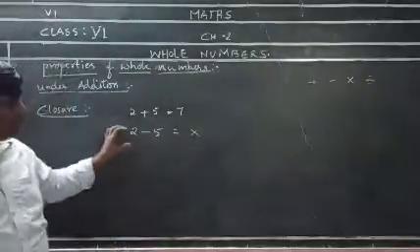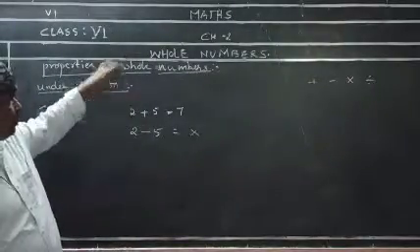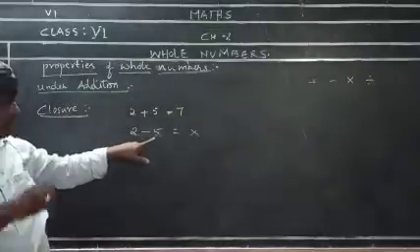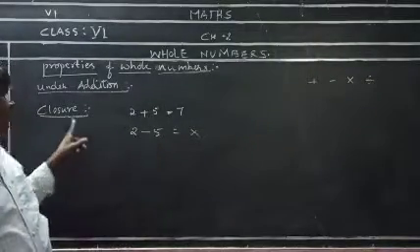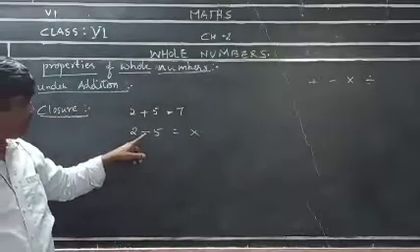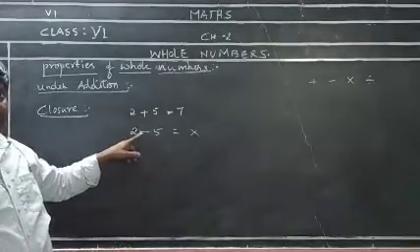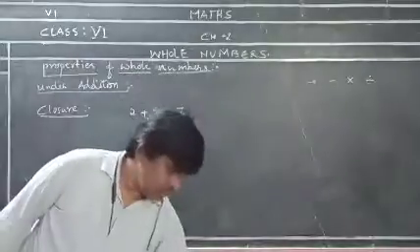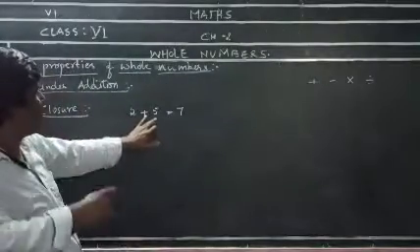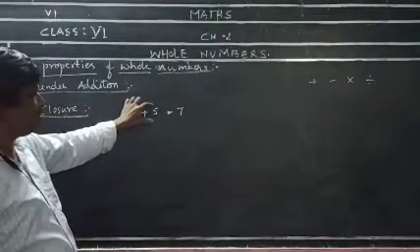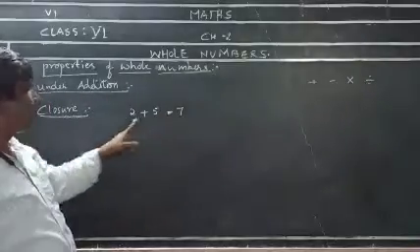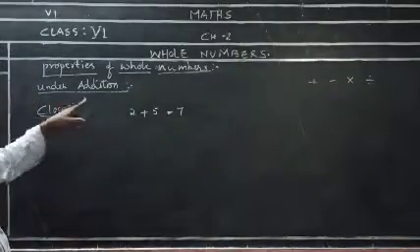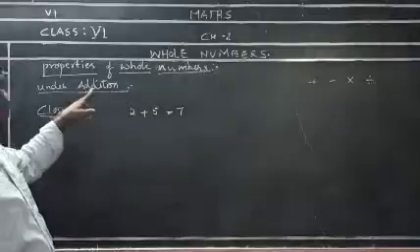It means whole numbers are not satisfying the closure property under subtraction. Under what operation? Subtraction operation. Clear? So that is the meaning of the closure property. Closure property means 2 plus 5: 2 is a whole number, 5 is a whole number, and the sum is also a whole number. Then whole numbers satisfy the closure property under addition.